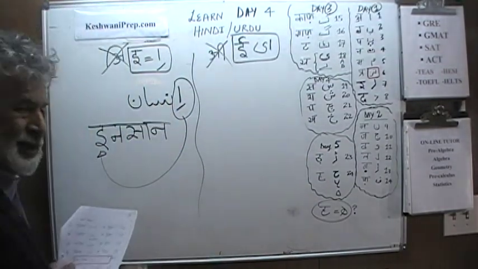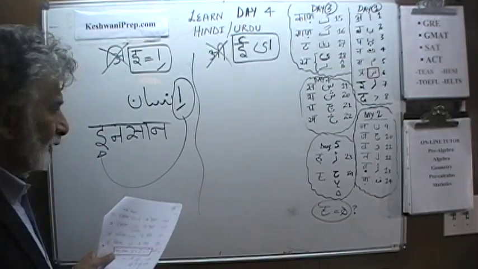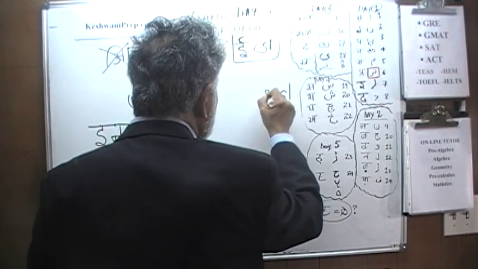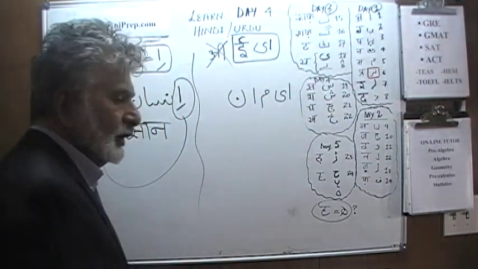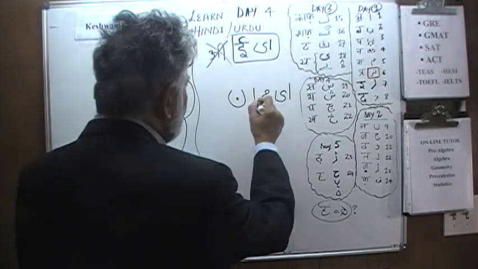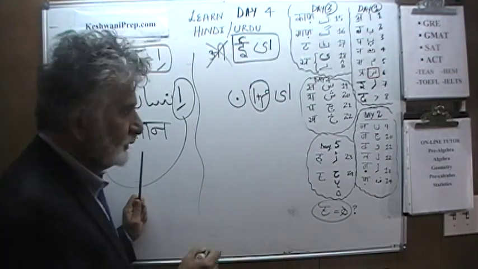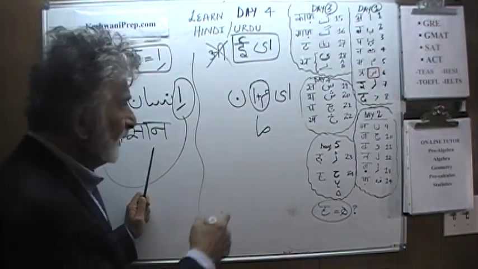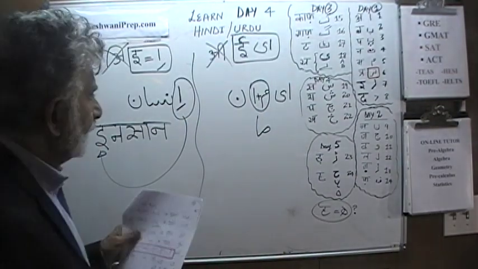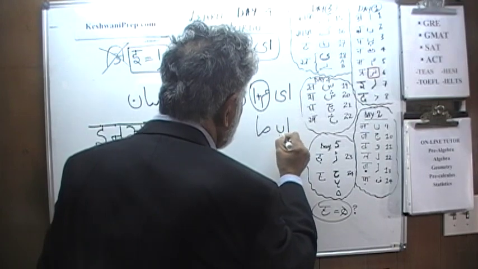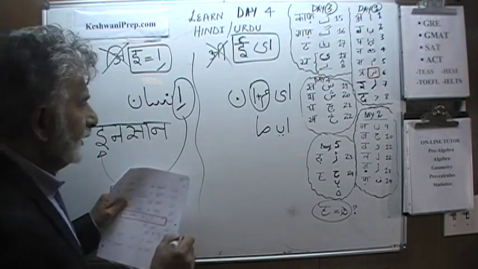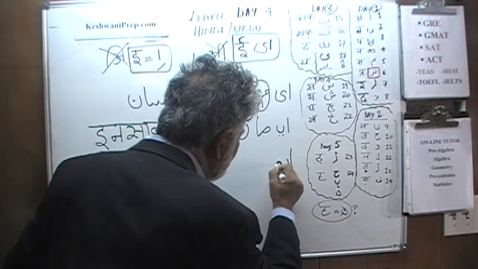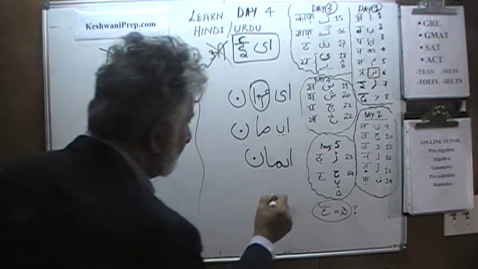Let's do one this side. We will do the choti e on this side, badi e on this side, because that's how we started here. So here's the first example. Alif, choti e, meem, alif, and noon. Let's see what we can do with it. So first of all, this meem and this alif are going to join, becomes a ma. So that's a ma. We already know that when choti e joins any letter, it has to change the shape. It's going to become this shape. And then noon stays by itself. There you go. Again, we have to join them. So it becomes E. This is E. Ma. Na. Iman.